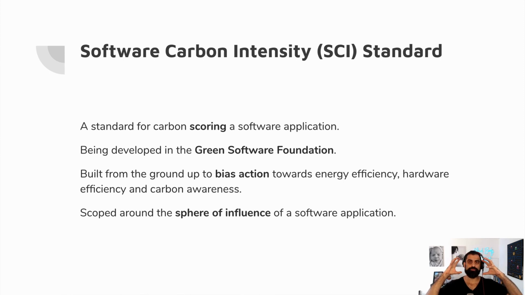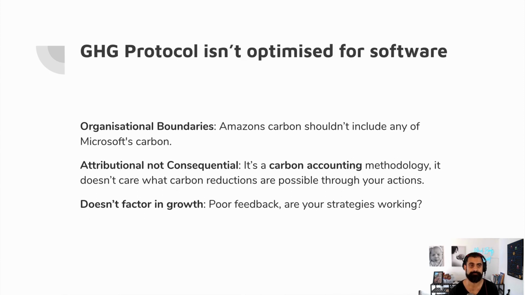And it scopes around what we call the sphere of influence of a software team or software application. There are plenty of things that can reduce emissions, but if they're not within the sphere of influence of a software team, they're not part of the SCI standard. They'll be part of hopefully some other standard, but we're very focused on software and software teams. That's our hyper focus.